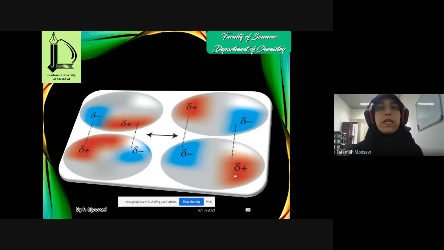Rapid fluctuation in electron distribution in two neighboring molecules results in two instantaneous electric dipole moments that attract each other. The fluctuations flicker into different positions, but each new arrangement in one molecule induces an arrangement in the other that results in mutual attraction.